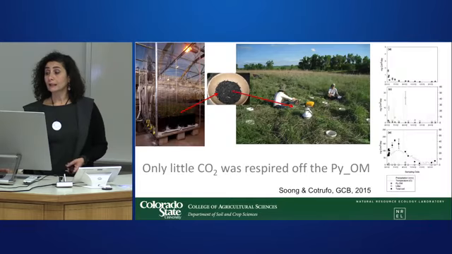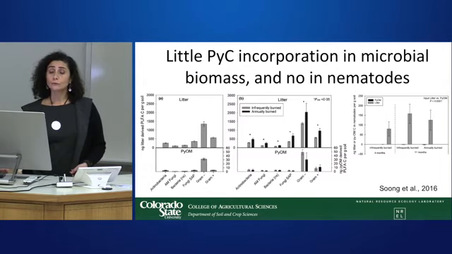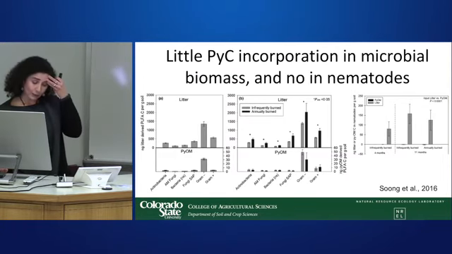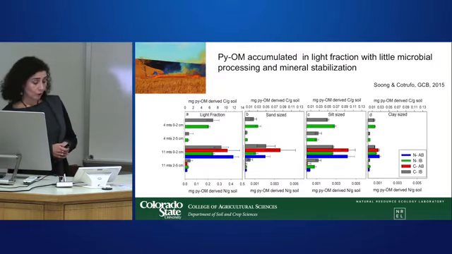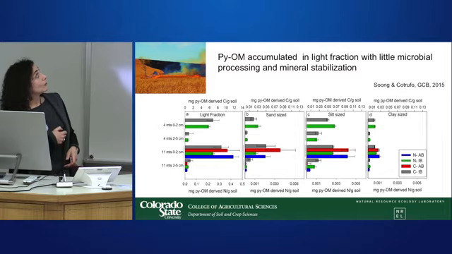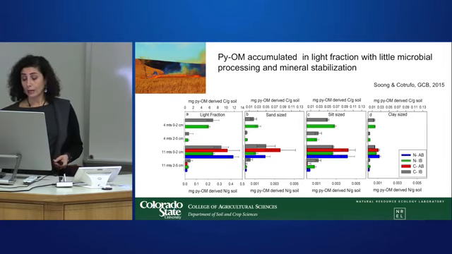And so we did exactly the same thing, but not with litter, but with pyrogenic matter. And we found out that the pyrogenic matter contributes very little to the respiration, contributed very little to the assimilation in microbes and nematodes, and we found all the pyrogenic organic matter in the light fraction. You can see the difference in the axis label here. The majority of it was in the pine fraction.